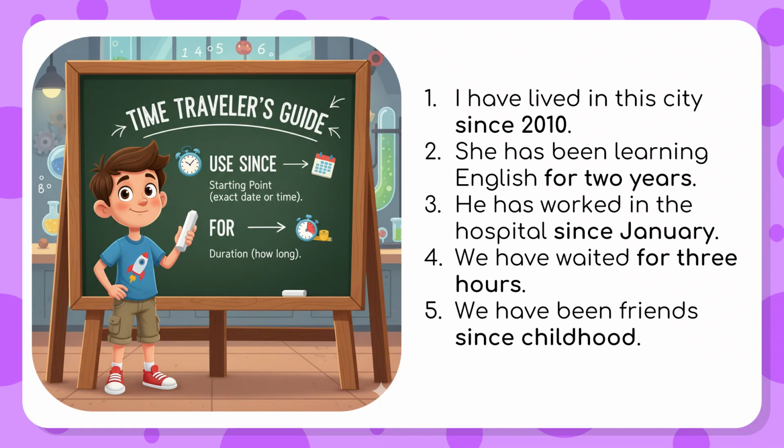So exact time and duration. When you're talking about an exact time, you will use since. Whereas when you're talking about a duration of time, you will use for. So it is easy to remember.